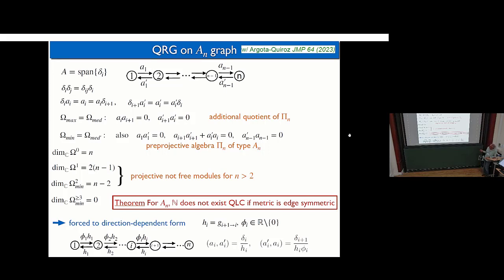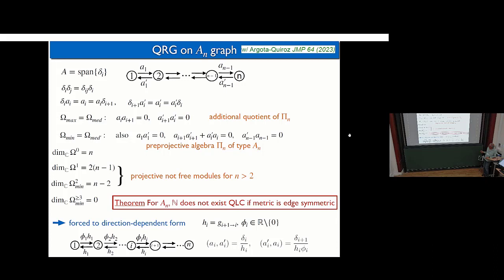Okay? If you look at the dimensions, then they just look like this. So there's one forms and two forms. And these are projective modules, they're not free modules. Now, you have to do a lot of analysis. This is in my paper with a bunch of heroes, which is about to appear in JMP. First thing is that there doesn't always exist a Levi-Civita connection, a QLC, a quantum Levi-Civita connection.